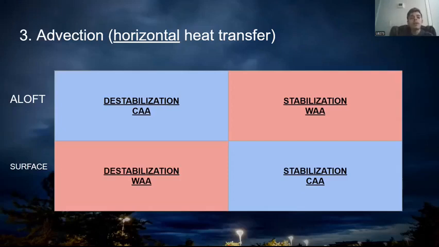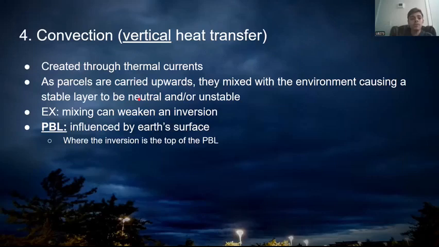Third thing, I already mentioned a little bit, is advection, which is horizontal heat transfer. With cold air advection and warm air advection, these factors can change the environmental lapse rate. So aloft, if we have cold air advection, there's destabilization of the atmosphere. And if we have warm air advection below, destabilization, and we have situations reversed where there's stabilization. But situations with destabilization, like warm air advection at the surface or cold air advection aloft, can change the environmental lapse rate.